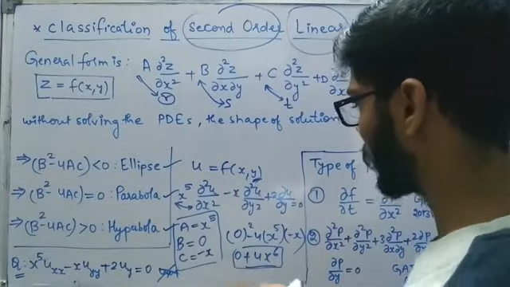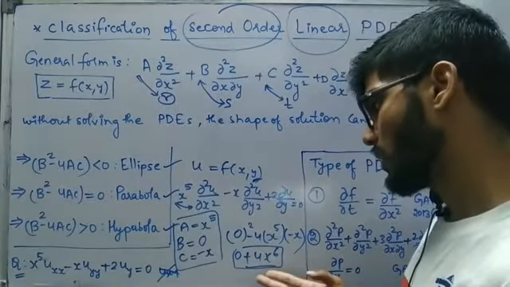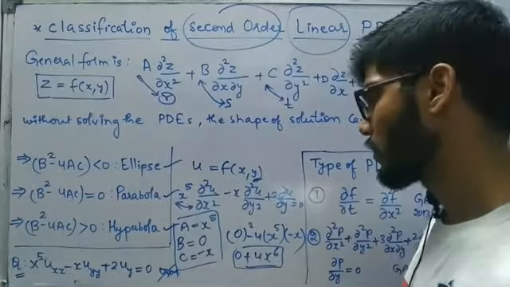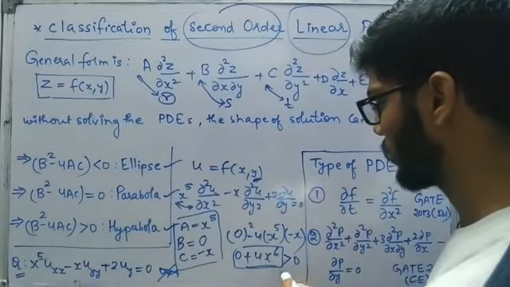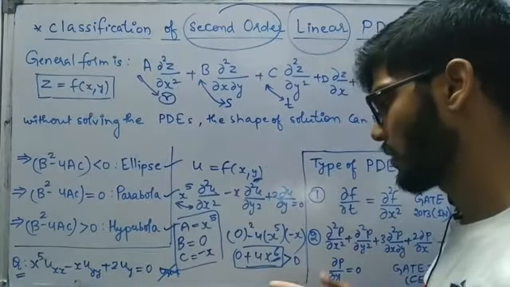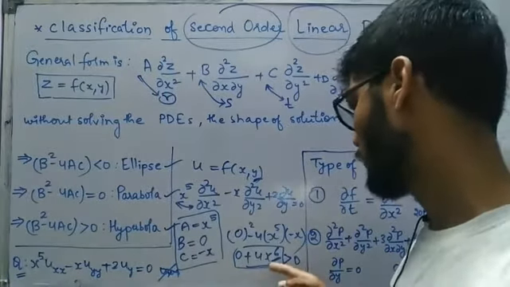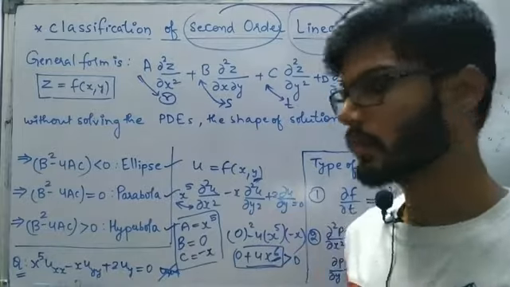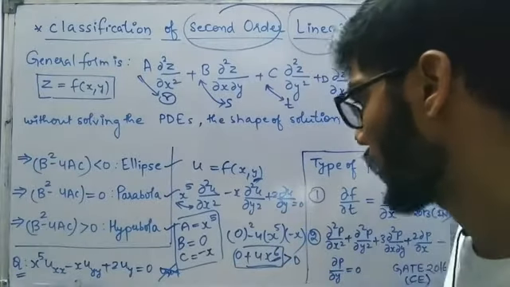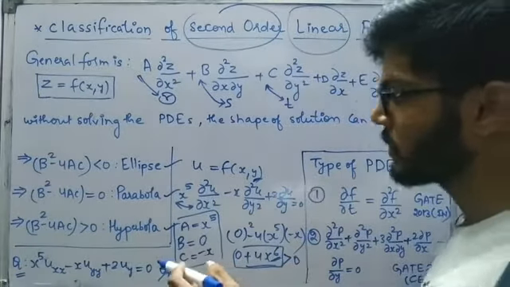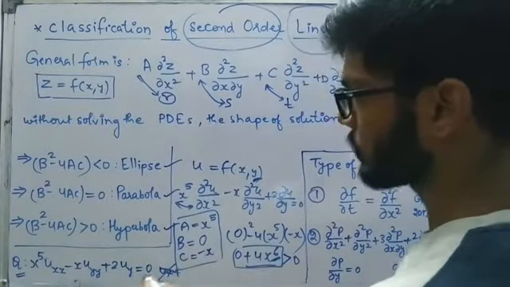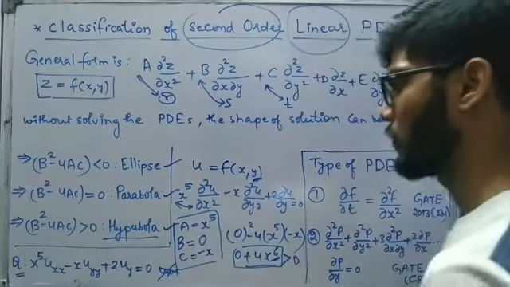And it is quite obvious that whether x is positive or negative, we are always going to have a positive value, because the power of x is even. So we are going to have a positive value irrespective of the value of x. So our b square minus 4ac is always going to be positive. So we are going to have the hyperbolic solution.